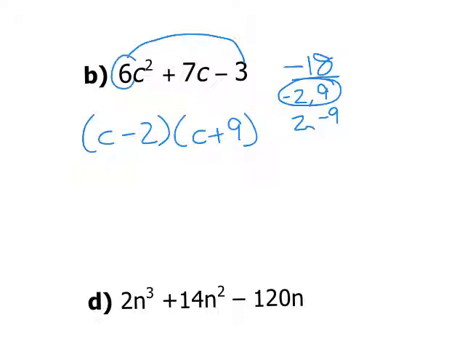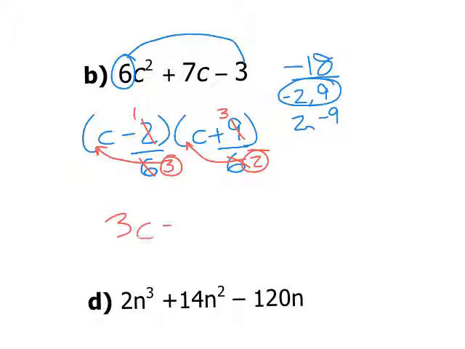And then since I had a number in front of C squared that I couldn't get rid of, I divide both of the factors by that. So 2 over 6 reduces to 1 over 3. 9 over 6 reduces to 3 over 2. And the denominators that are left slip out front. So I am left with 3c minus 2 and 2c plus 3.